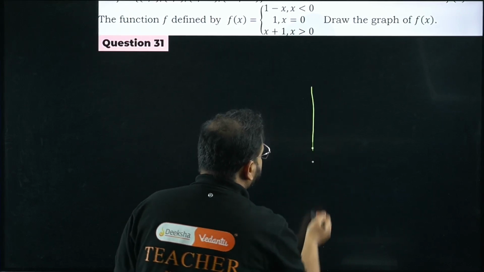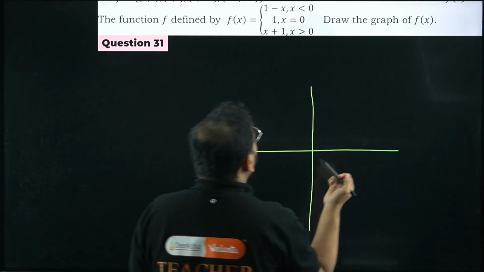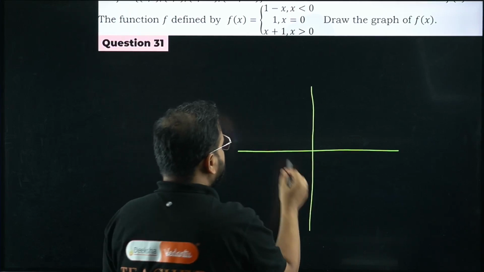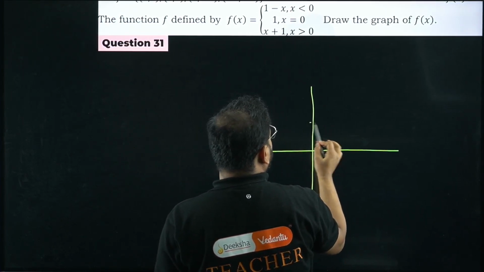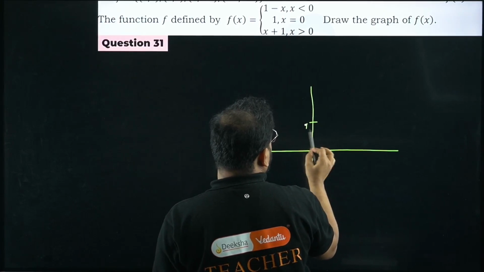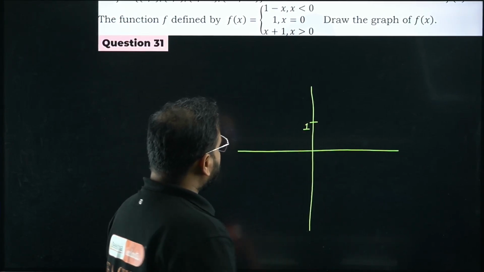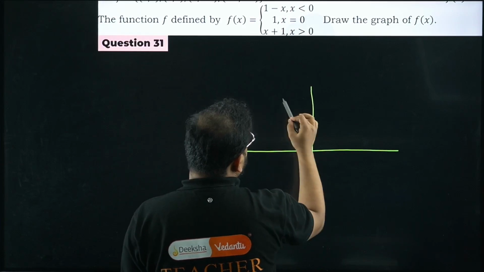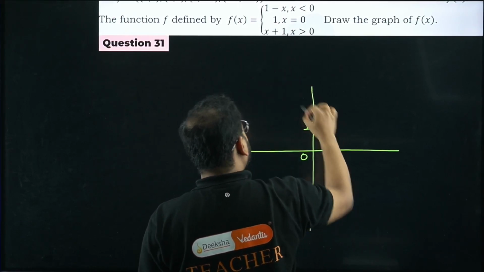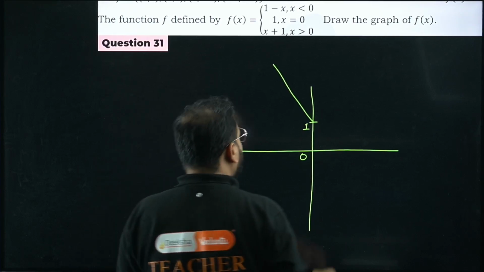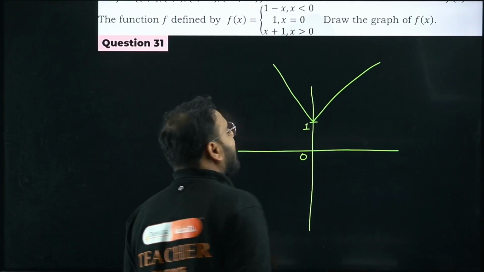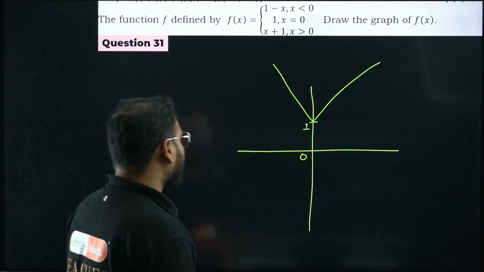We have to draw the graph. Less than 0 means 0 is a critical point. At 0 the value is 1, so we'll go to 1. Before 0, the graph is 1 minus x, so a negative slope. After 0, the graph is x plus 1. How come this is the graph? Can you justify? Of course I can.